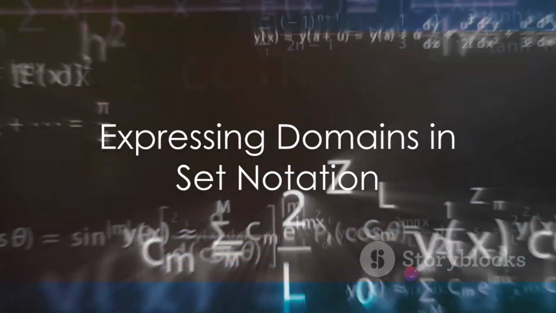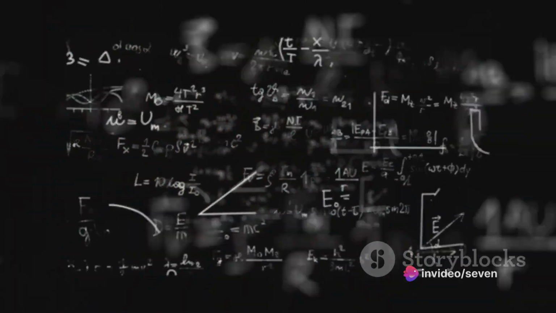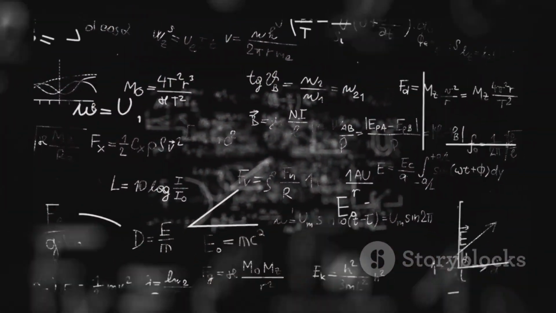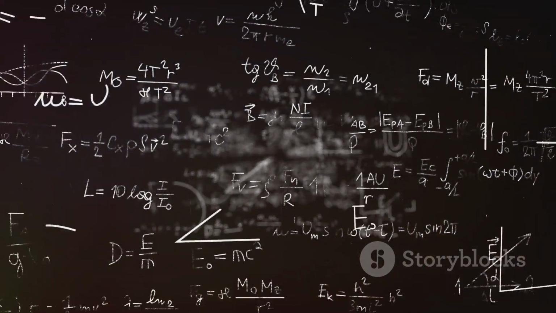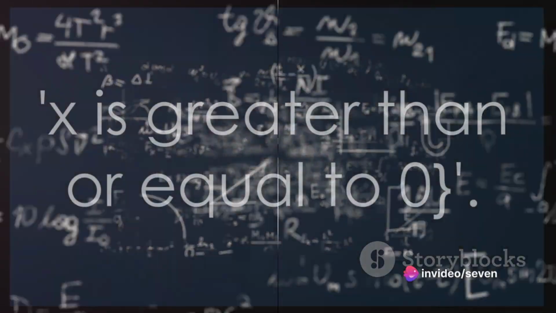Now we can express this domain in set notation using curly braces. For instance, the domain of the function f(x) equals the square root of x is the set of all real numbers greater than or equal to 0. We can write this as x belongs to real numbers, x is greater than or equal to 0.